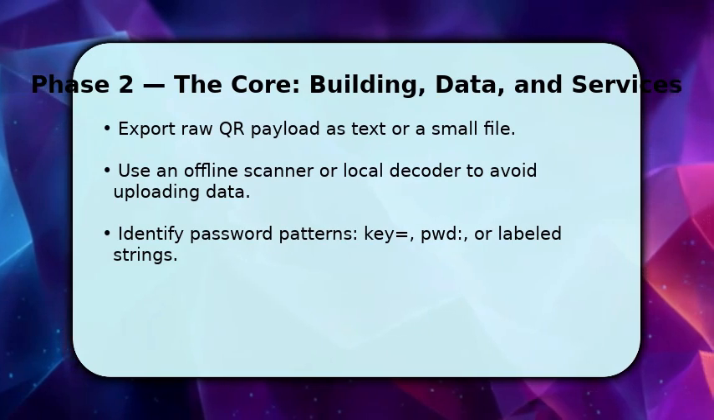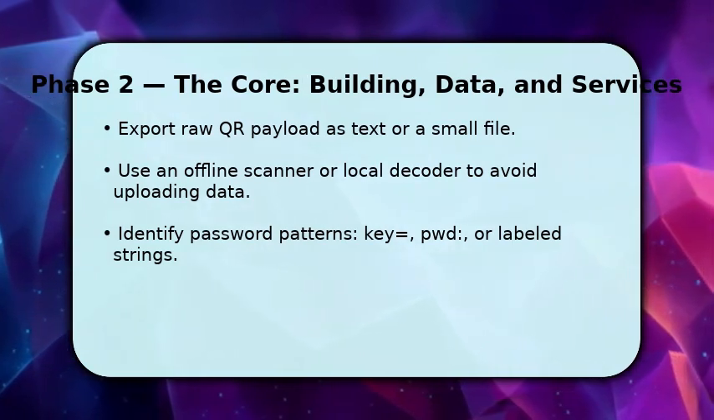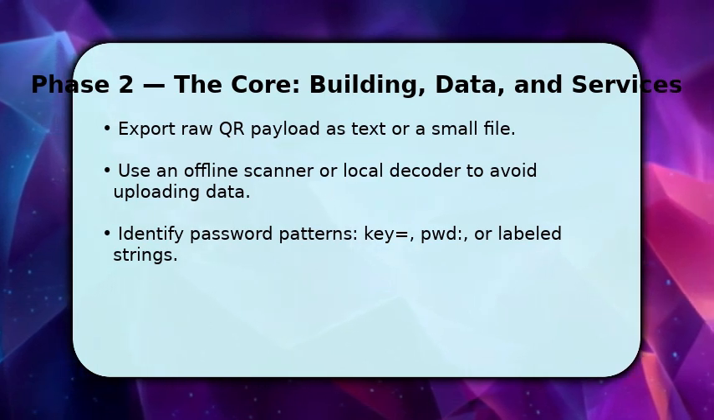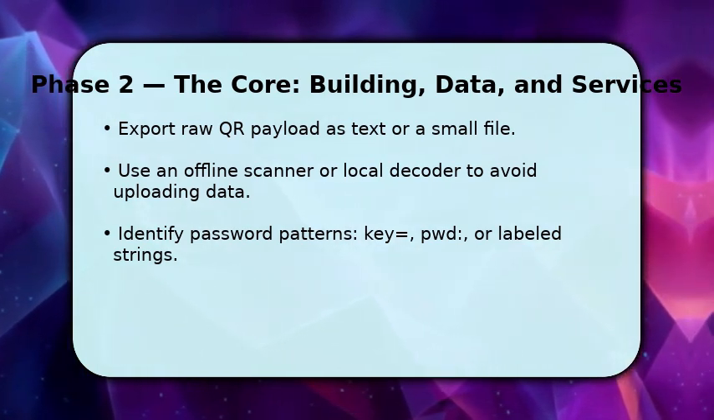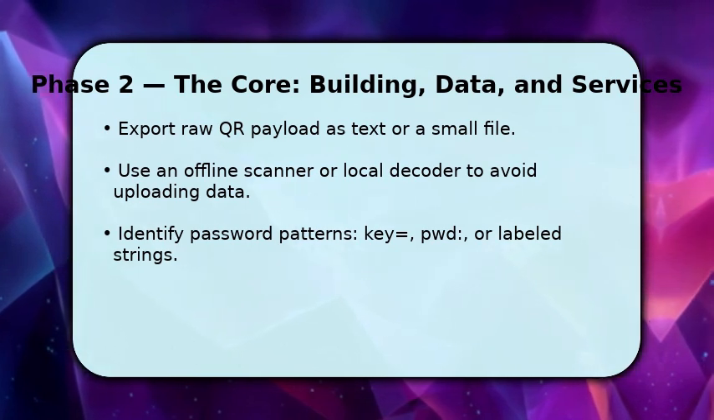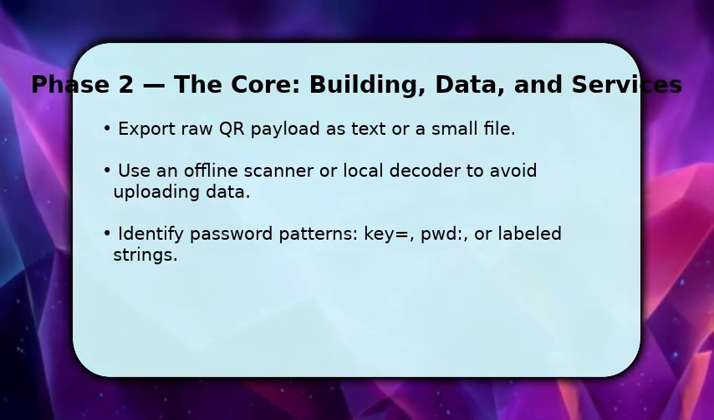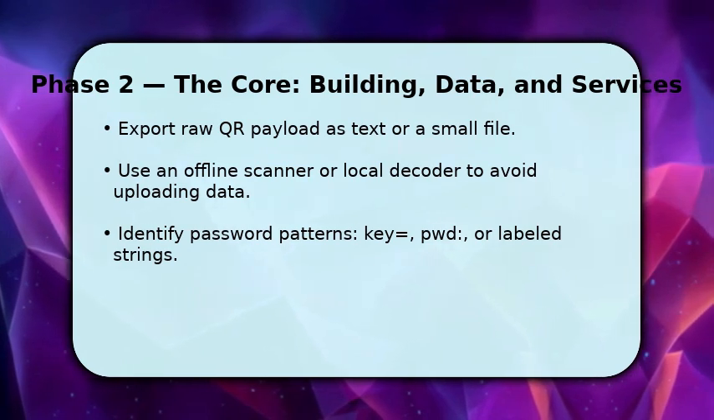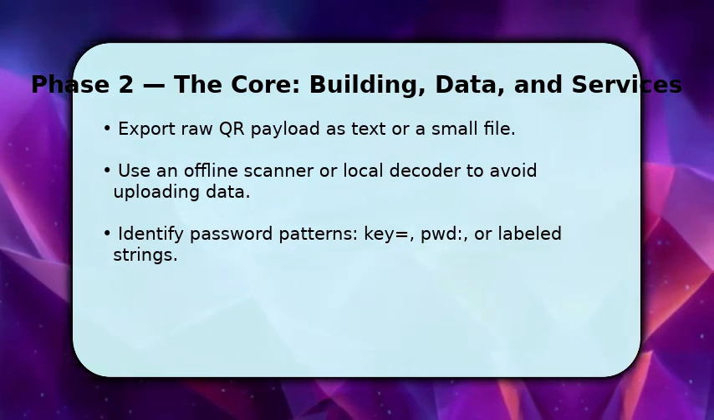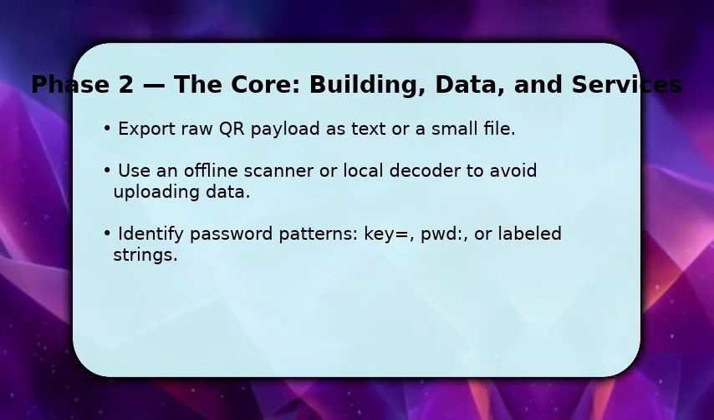Next, decode and parse the payload while minimizing exposure. Use an offline QR decoder or a local app on your device, because online services can log secrets. Once decoded, inspect the text for common labels such as key equals, PWD, password, or clear delimiters. These indicate where the secret sits.